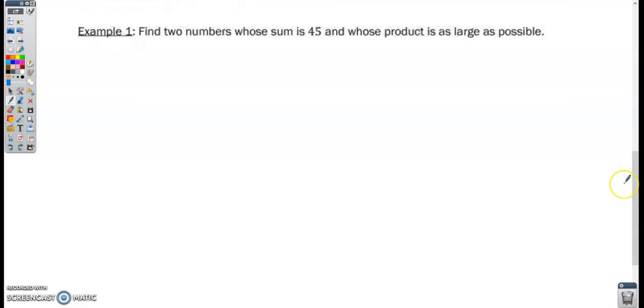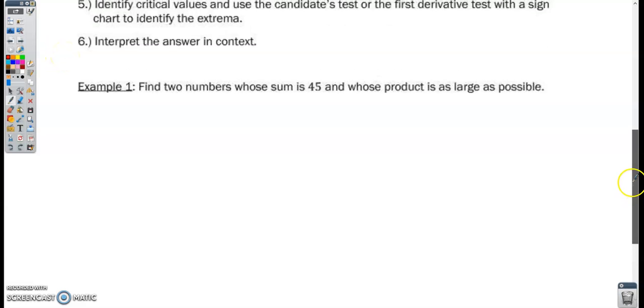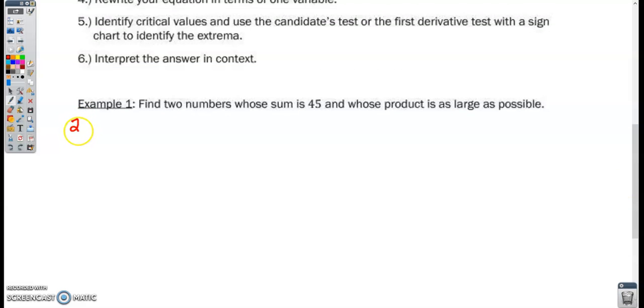Example number 1, we're going to find two numbers whose sum is 45 and whose product is as large as possible. It doesn't make any sense for us to draw a picture in this situation. I mean, how can you draw a picture of two numbers whose sum is 45? That's kind of silly in this context. So let's go through the process. Sorry, my stylus didn't work there for a second.